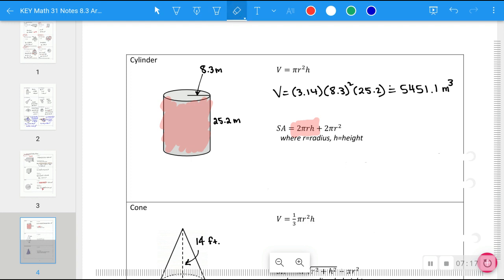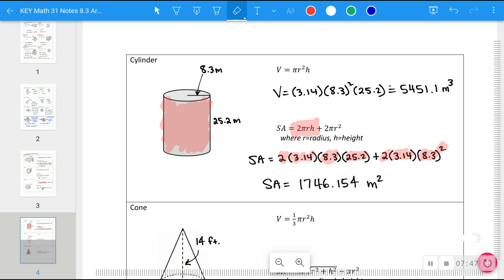So all we have to do here is plug in the numbers. So you put in 2 pi r, the radius, times the height, and then plus 2 pi, the radius, squared. And type all this on your calculator. It'll do the order of operations for you. In other words, it knows to square first and then to multiply and finally to add. So in the end, you end up with 1,746.154, and that'd be the surface area around the outside of that can.